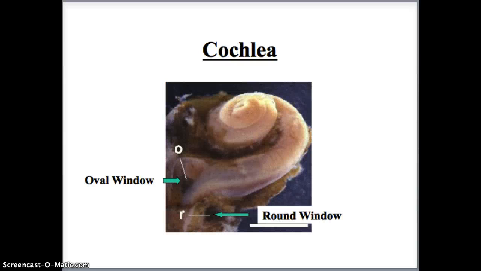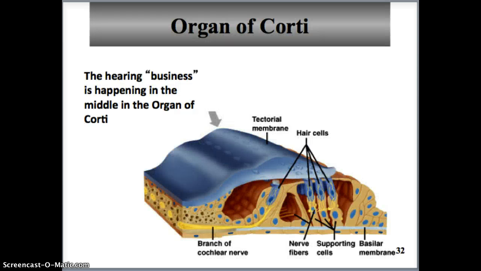Here's a real cochlea, and you can see the oval window here. So the stapes will be connected here, cause vibrations, and that will be sent in this area, which is where the hair cells are found, the receptor cells. And then the round window aids to dampen noise over time so that the vibrations aren't continuously stuck here, so the sound waves have somewhere to exit.